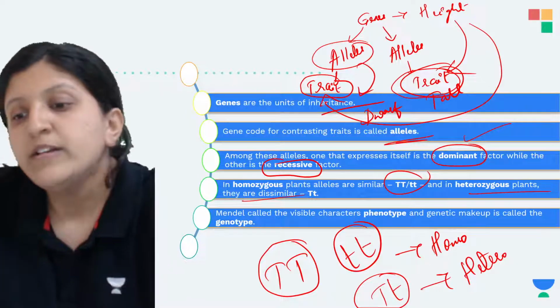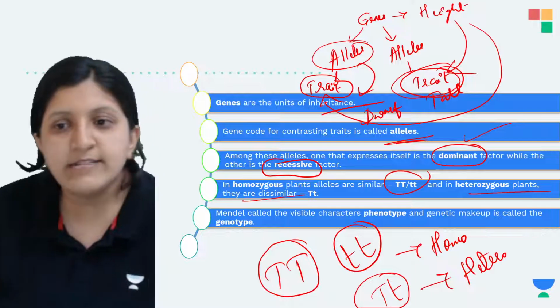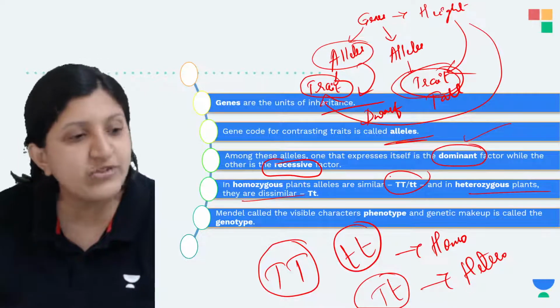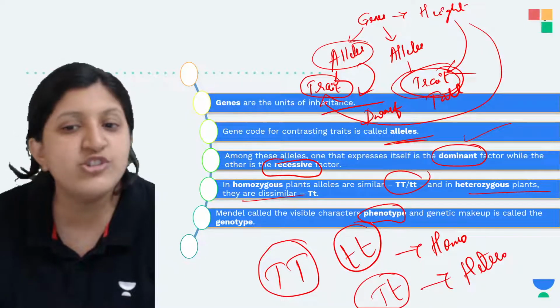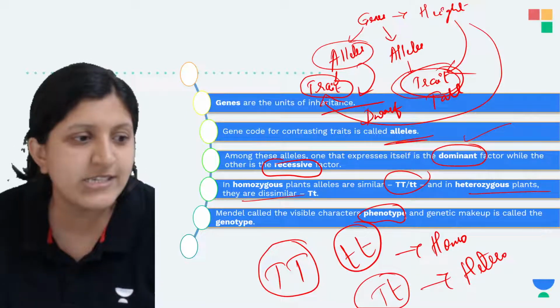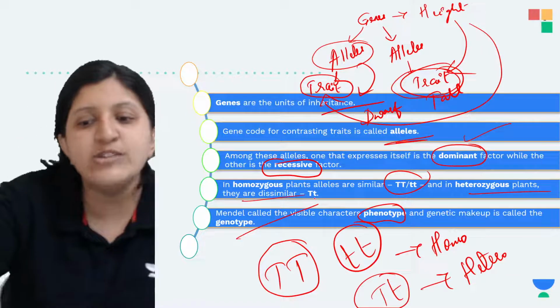All right. Okay, so now Mendel called these visible characters the phenotype. That is, the visible characters are the ones which are expressed, and that is called a phenotype. The genetic makeup is basically the genes which are present in an organism, based on the DNA, and that is called the genotype.